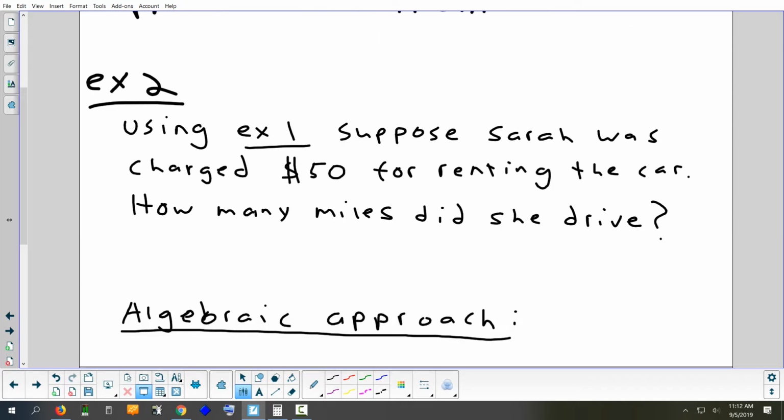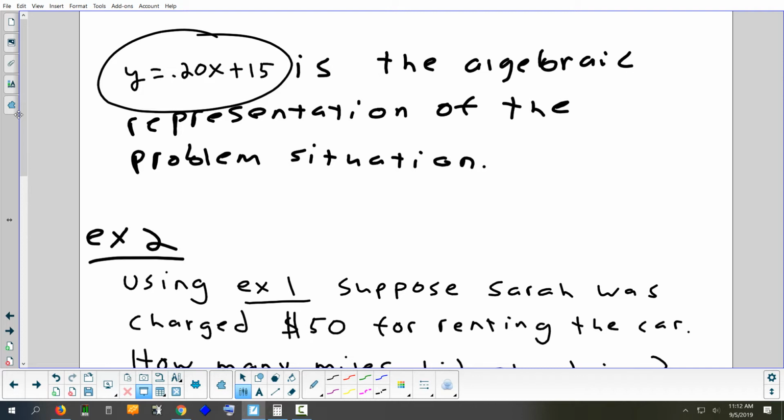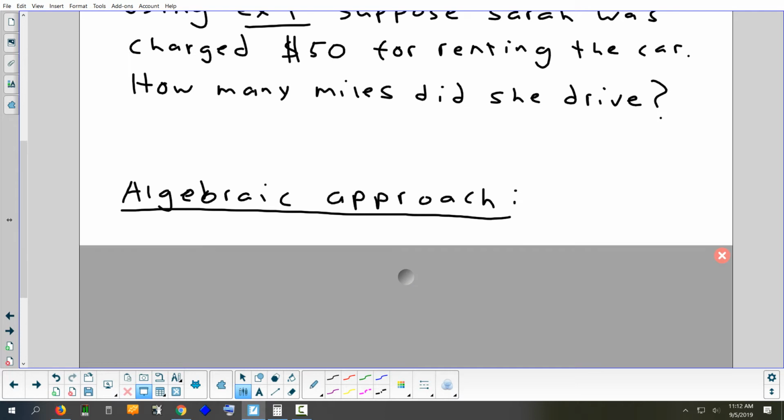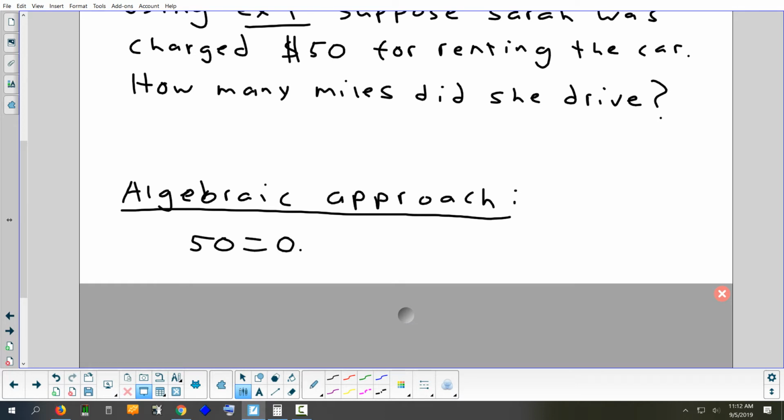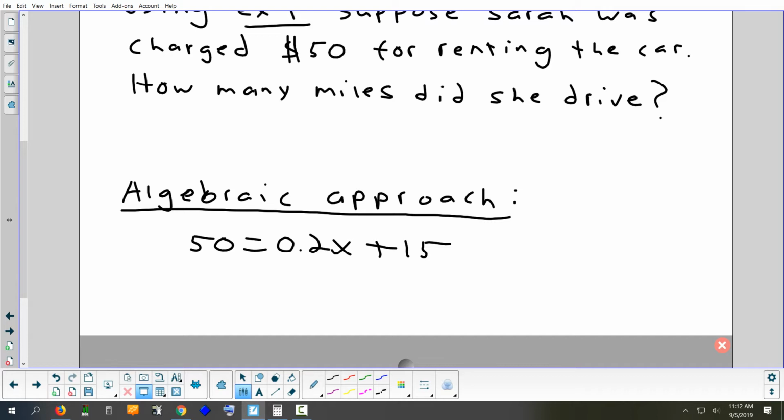So we're going to solve this one two different ways. We're going to try it one way with just basic algebra 1 stuff, and then I'm going to show you how to do it on the calculator. Where I just circled, you're going to plug in 50, and then the rest of it stays the same. 50 equals 0.2x plus 15.